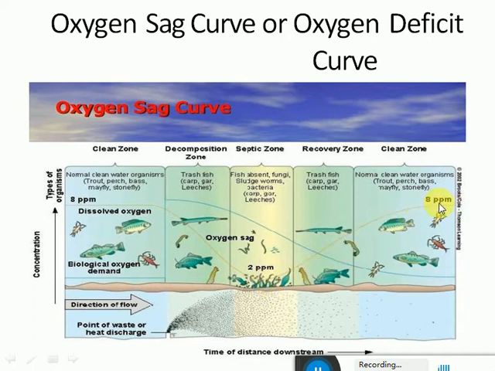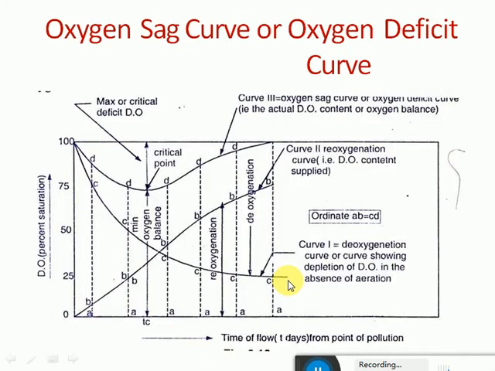And again the dissolved oxygen starts to reappear, and it will again reach its saturation value at a distance of around 3 to 4 kilometers, depending upon the situation of the organic matter and the receiving water body. This curve is called the oxygen sag curve. It is expressed mathematically here. This is the time of flow in T days from the point of pollution, and this is the DO depletion level. This is the saturation level, so 100 is the saturation level or percentage of the dissolved oxygen. This curve is called the deoxygenation curve. From the saturation value, when you discharge the sewage, the dissolved oxygen starts to slowly reduce.